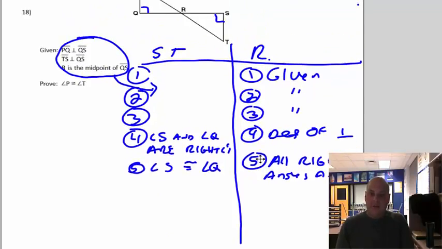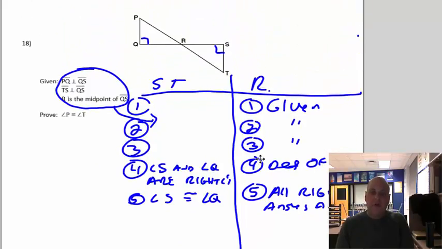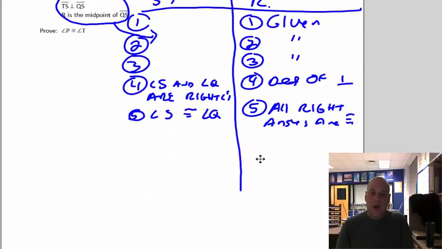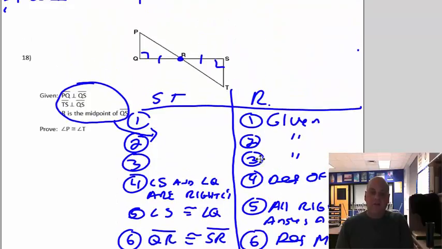Then we marked that. Then we have R is the midpoint of QS. Well, if R is the midpoint of QS, then QR would be congruent to SR. And that's the definition of midpoint. Definition of midpoint. And then we got our vertical angles.